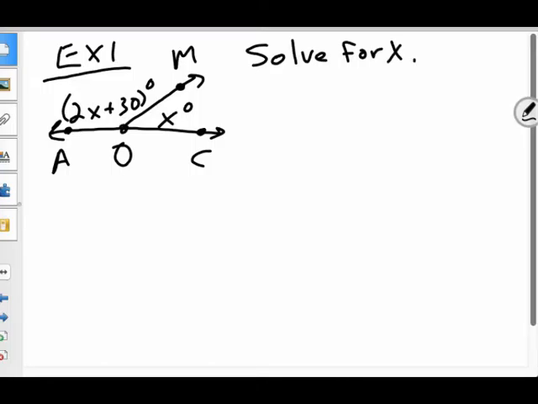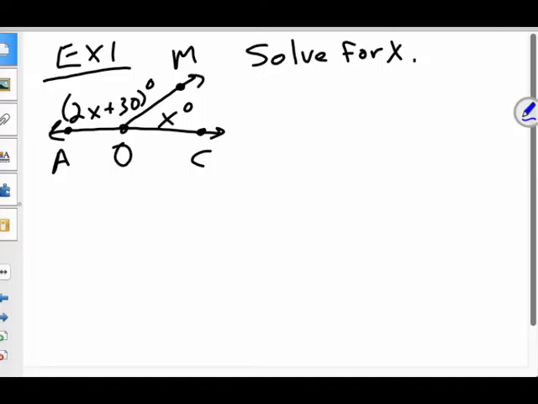Okay? We're going to solve for x, and then we're going to find the angles too. Well, what do we know? How would you guys approach that? There's something up there that we should know. Yes, that is a linear pair. So we would say that that's a linear pair, and another way to write that.